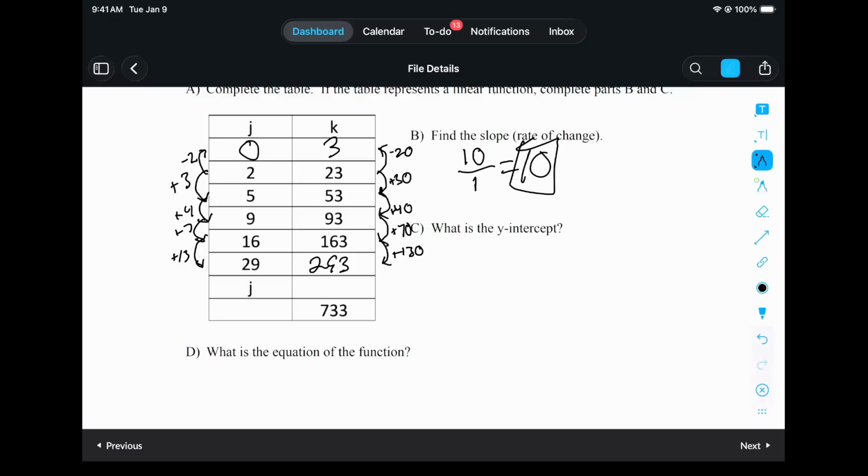So, what's our general rule? What have we been doing? Well, like we already established, whatever happens to j, 10 times that is going to happen to k.